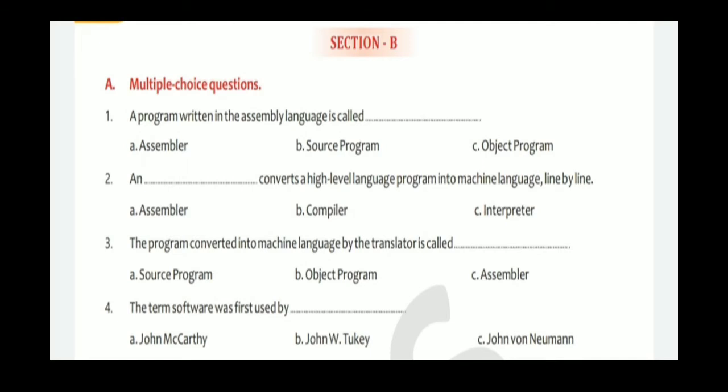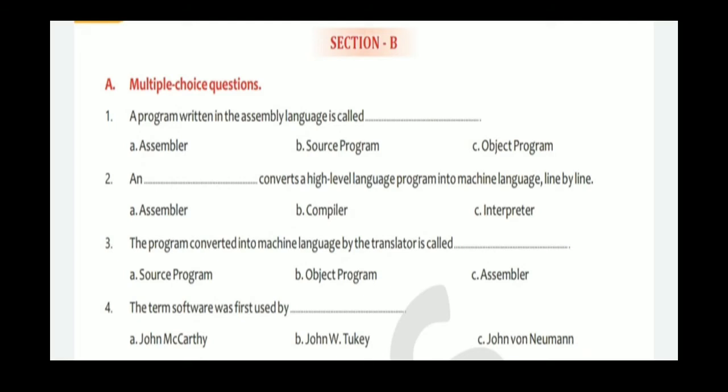Yes students, now we start multiple choice questions in Section B. First is, a program written in assembly language is called: assembler? No. A source program? Yes. An object program? No. So a program written in assembly language is called a source program. Second is, blank converts a high level language program into machine language line by line. Compiler converts the whole program, but interpreter converts in a line by line form. So answer is interpreter, C.